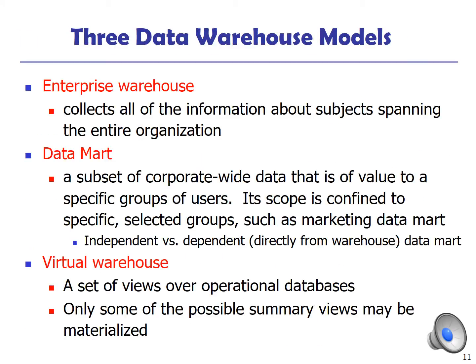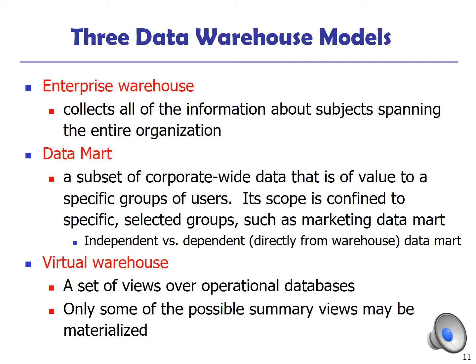Okay, so we are going to consider three different kinds of data warehouse models. The first one is the enterprise warehouse, then we have the data mart, and then we have our virtual warehouse. The enterprise warehouse collects all the information about all subjects in the entire organization, right? So if you had just one database that holds all the data in an organization, period, that is called the enterprise warehouse.